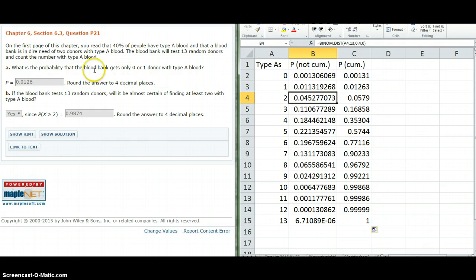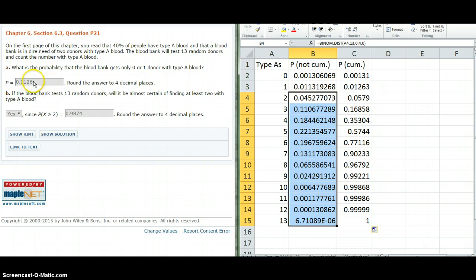So the first question, what's the probability that we get 0 or 1 donor with type A? So I could either add these 2 numbers, or I could just use the cumulative up to 1 to give me 0.0126. And will it be certain to find at least 2 donors? Well, one way I could do that is I could sum these, because these are the individual chances of getting 2, 3, 4, 5. So I could sum these up and I get my 0.9874.